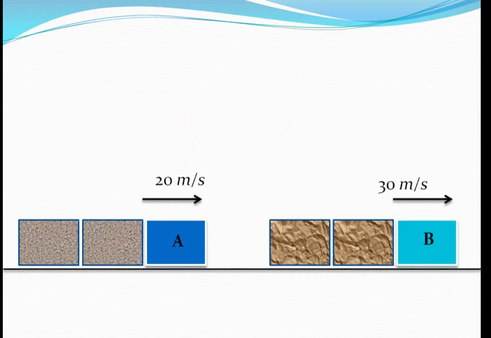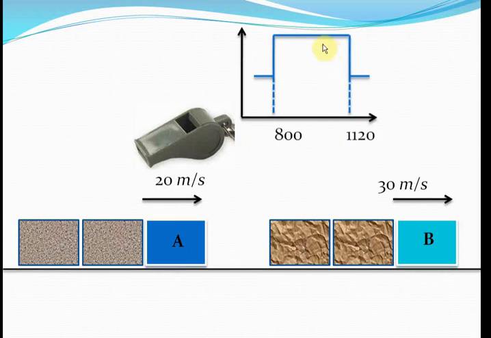Here, the problem says that there are two trains, train A and train B, moving in the same direction and along the same track. Train A is moving right behind train B at 20 meters per second and train B is traveling at 30 meters per second. Now, train A blows a whistle, and this whistle is such that the frequencies vary between 800 to 1120 Hz. The first thing we have to calculate now is the speed of sound heard by passengers in train A and train B.